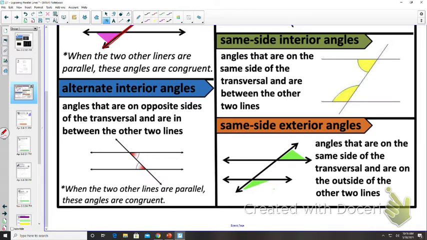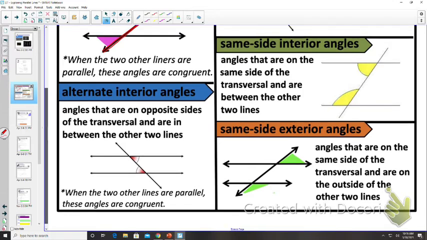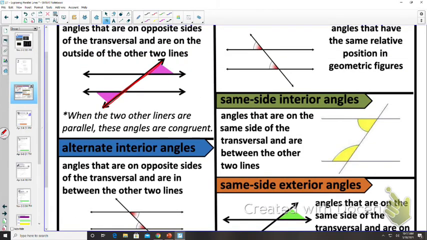Same side interior angles are on the same side of the transverse line. And same side exterior angles are on the outside of the parallel lines and on one side of the transversal. I'm going to go get my water. Anytime that you have angles, it's usually going to be with respect to a transverse line, and that is just the line that intersects two things. We will learn more about this tomorrow.